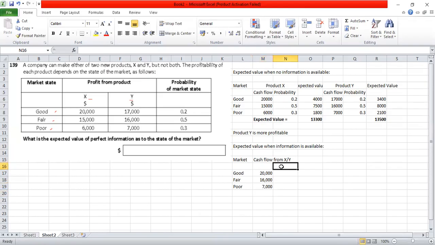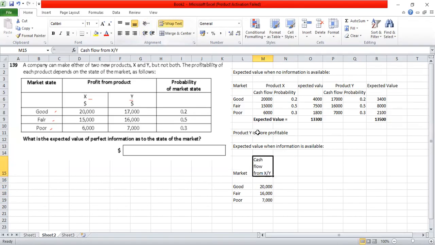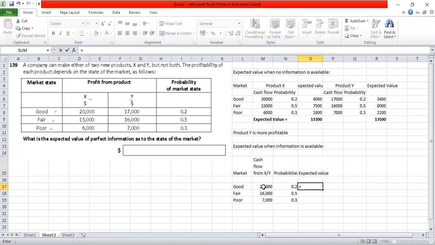So what are the probabilities here we have? The probabilities are 0.2, then 0.5, then 0.3. Expected value would be 14,100. This is the expected value.